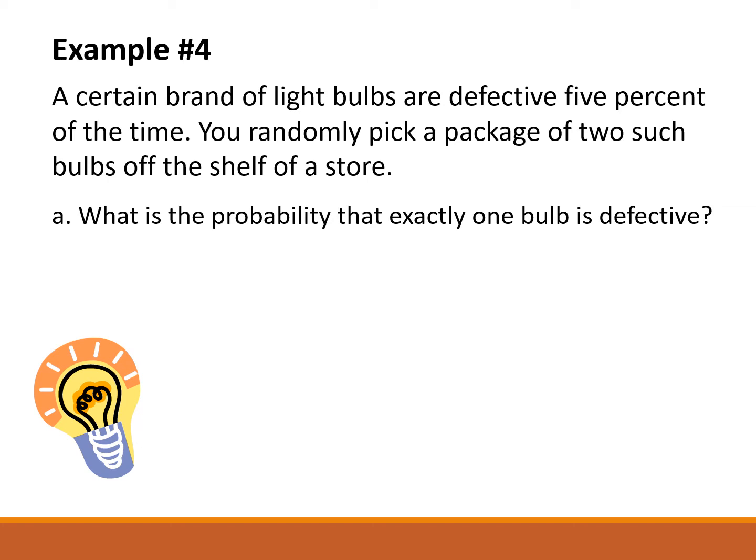Okay, so now we're at example 4. A certain brand of light bulbs are defective 5% of the time again. What is the probability that exactly 1 bulb is defective? And if you're thinking, oh, this is not that bad because I need 1 good bulb and 1 bad bulb, you're right. So in your head, you're like, oh, it's got to be 0.95 times 0.05. You're almost right. So let's talk about what could happen in this box.